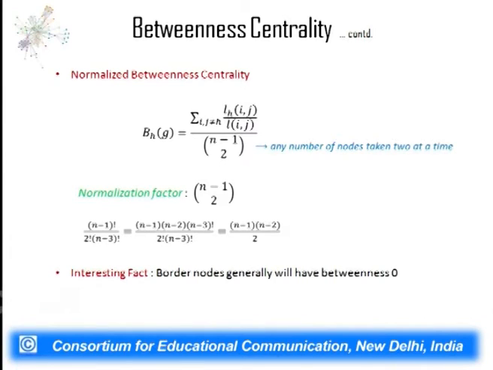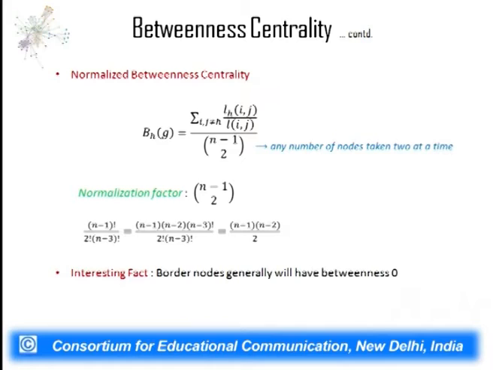We'll also check out some examples, but before that let's visit the normalized version of betweenness centrality. Here we can see that we have normalized by (n-1 choose 2). This is a combination, any number of nodes taken 2 at a time, nothing else. If we simplify it, we get (n-1)(n-2)/2. So this is our normalized version. We put it back in the equation.